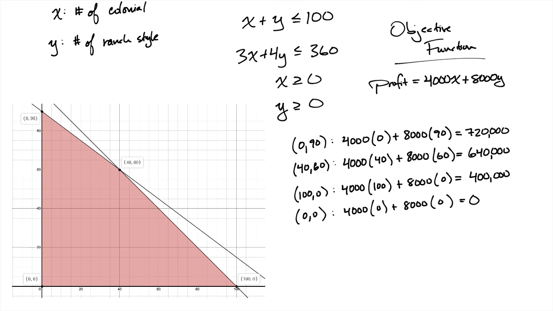And so what ends up being the most profitable here is going to be this one right here. That's the highest profit, and that's when we have 0 colonial and 90 ranch style homes. And so in response to that final question of whether all the lots will be filled, the answer is no. The most profitable course of action is actually to use only 90 lots and use all of those for ranch style homes.